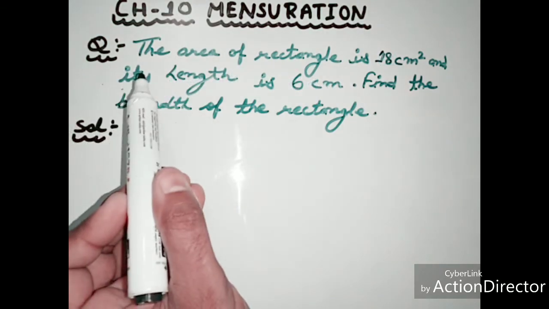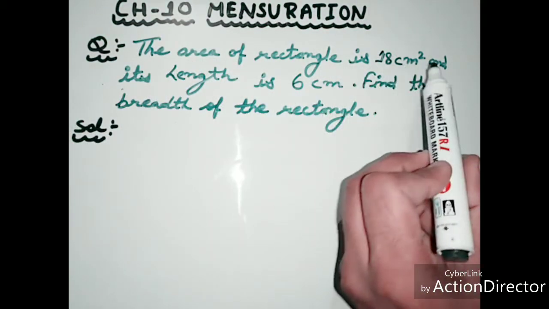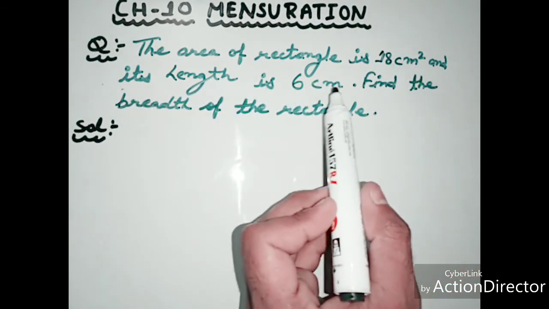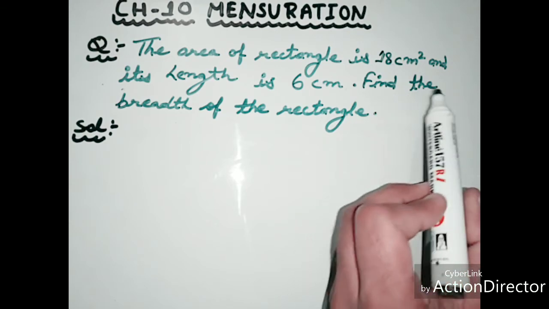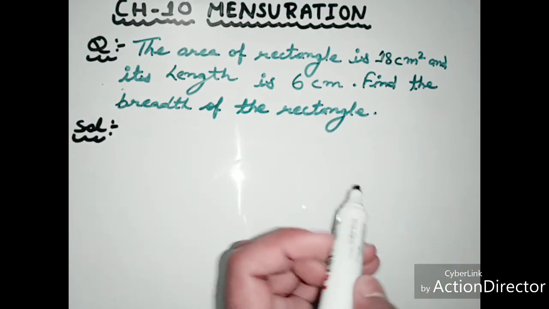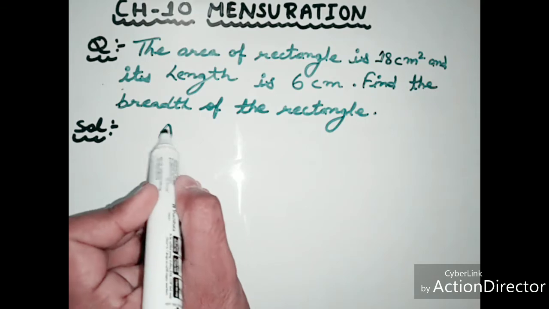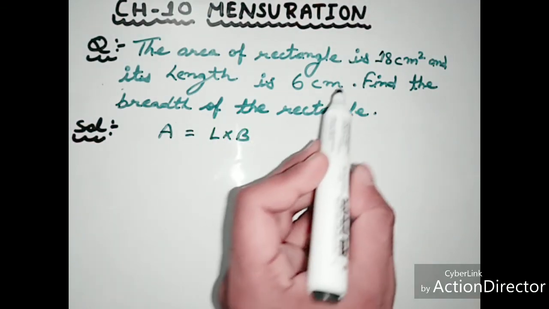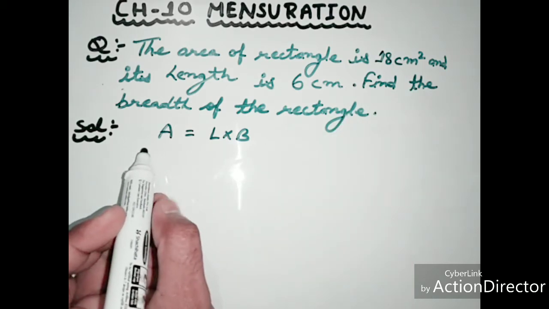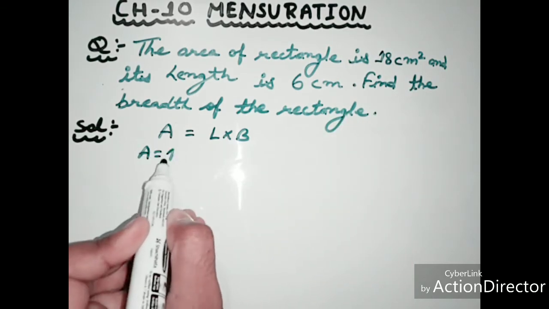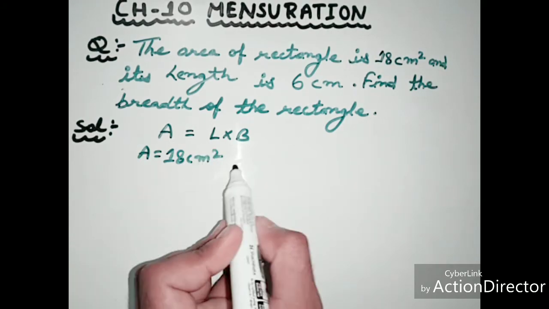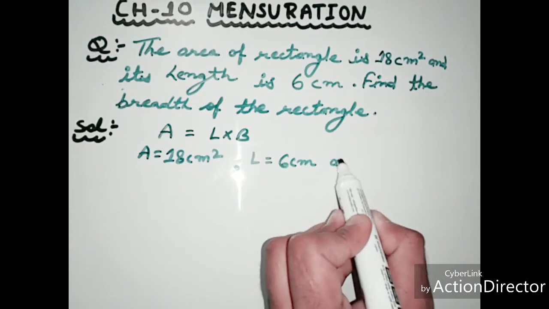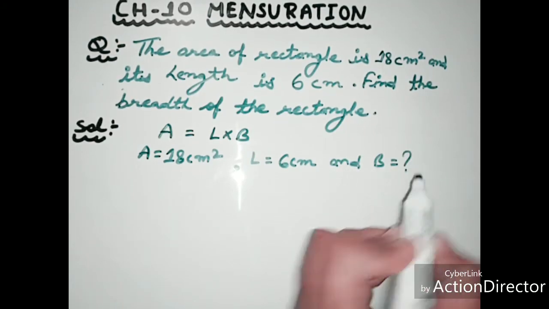The next example: the area of a rectangle is 18 centimeter square and its length is 6 centimeter. Find the breadth of the rectangle. So the formula of area of a rectangle is length into breadth, and the given values are: area equal to 18 centimeter square, length equal to 6 centimeter, and here we find breadth.